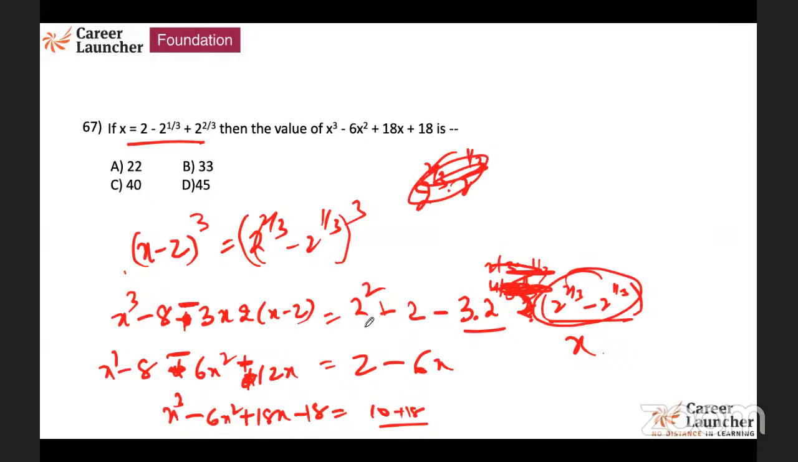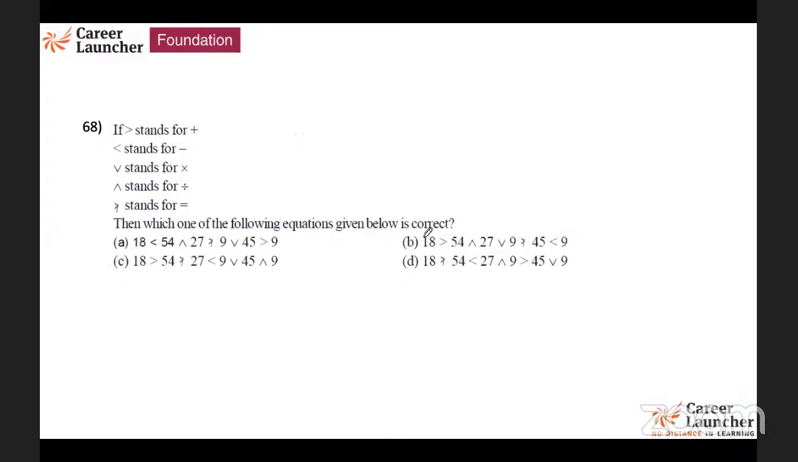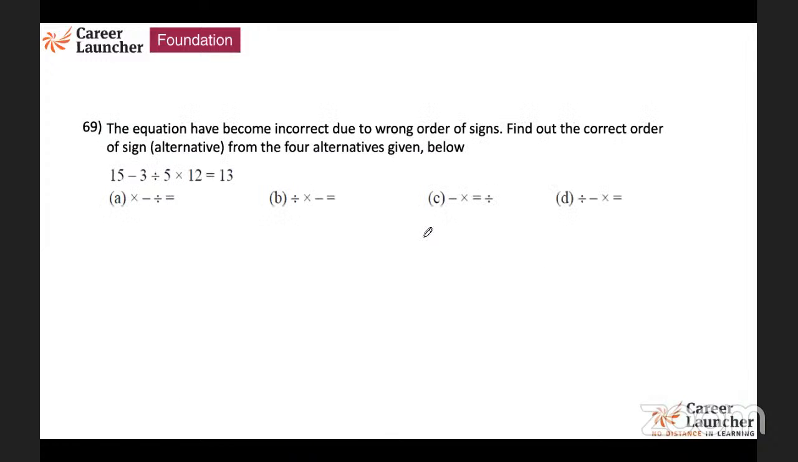This is like you need to do a little bit of jugglery. Answer is C for this, very clearly. C is the answer for this. The method is just this: cube it and you'll get your answer. This one I'm skipping. I'll give some very good questions.